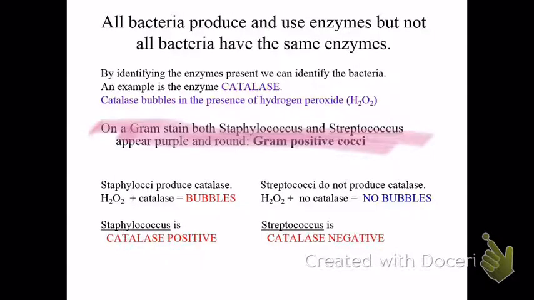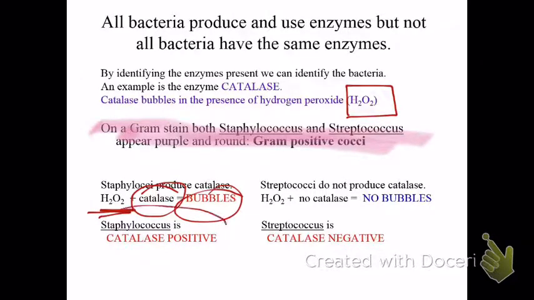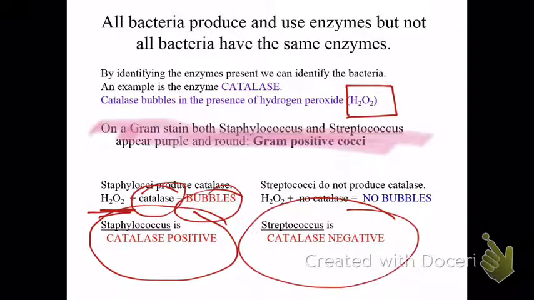We're going to test for certain enzymes. Staph has an enzyme called catalase, and catalase is an enzyme that acts on the substrate hydrogen peroxide, and it produces oxygen bubbles. Okay, so catalase bubbles in the presence of H2O2. The O2 is released. So you want to know this. Staph is catalase positive. Strep is catalase negative.